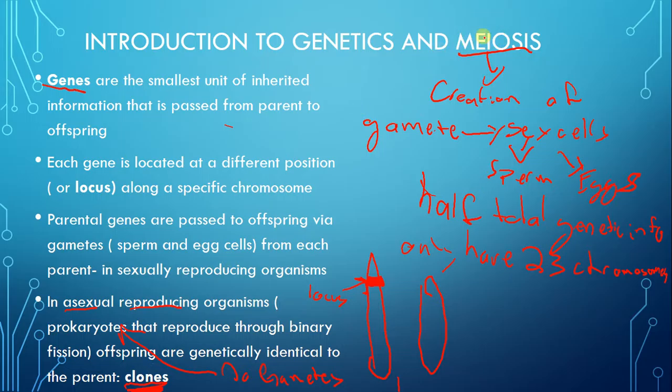Alright, so in the next class or two, we'll look at meiosis, how those sperm and egg cells are created to only have half of the genetic information. Alright, that's it for today.